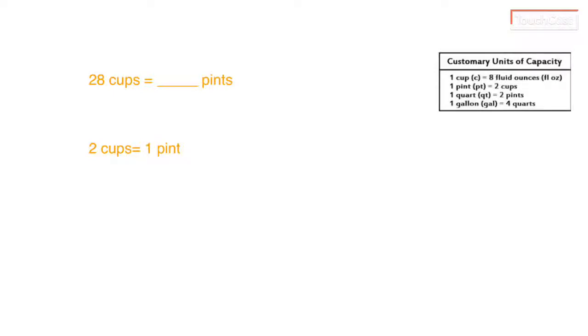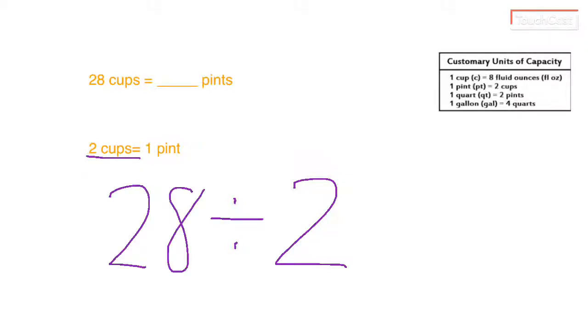Well, I want to think, am I going from big to small or small to big? So I'm going from smaller cups to larger pints. So I know that I'm going to divide. So now I know that I'm going to be dividing by 2 because that's what my conversion chart shows me, and my original problem has 28. So what is 28 divided by 2? We all know that that would be 14. We can do that in our head. So 28 cups equals 14 pints.